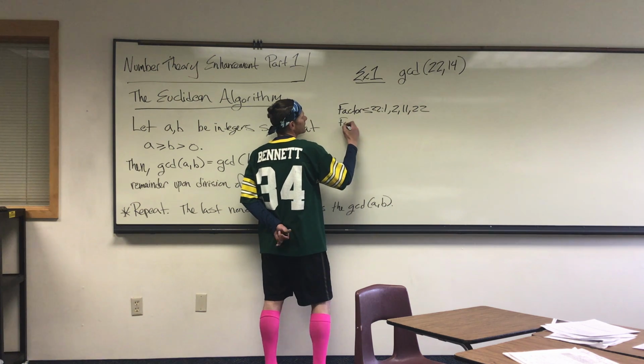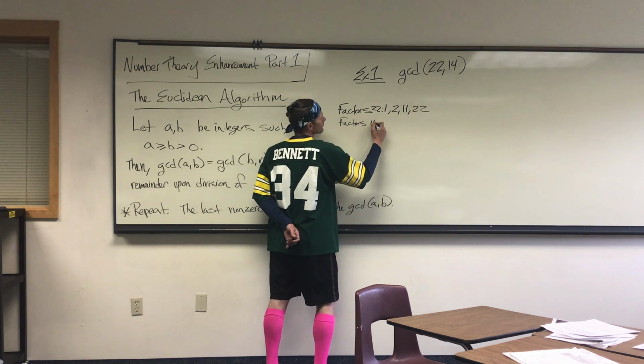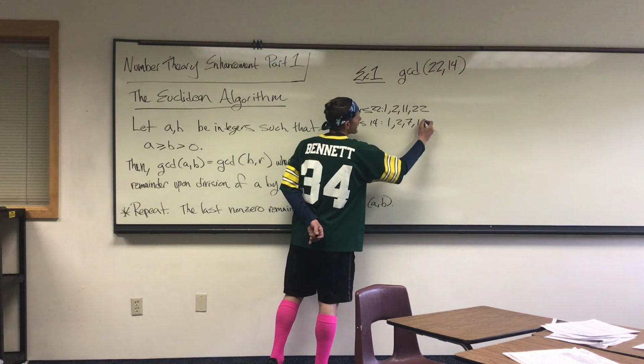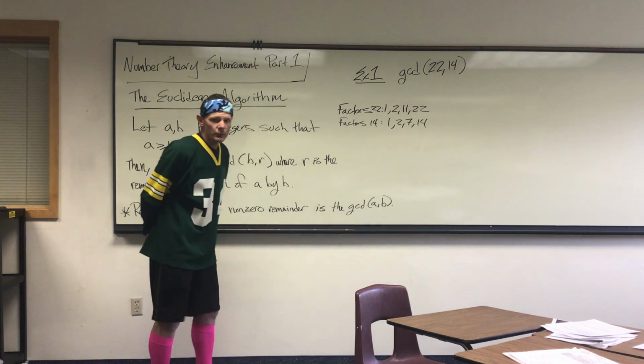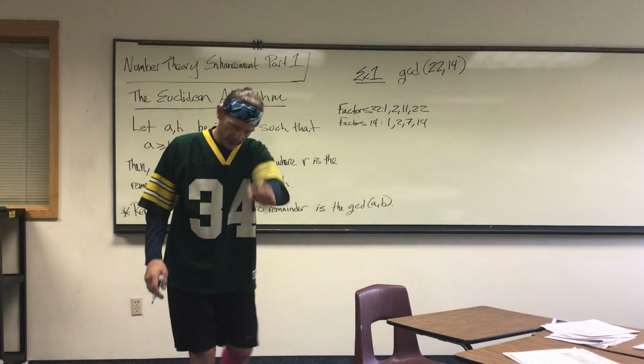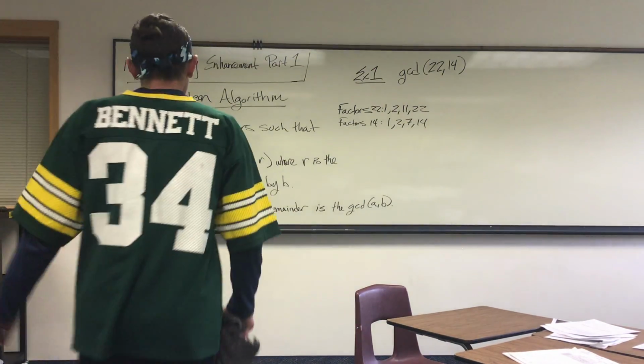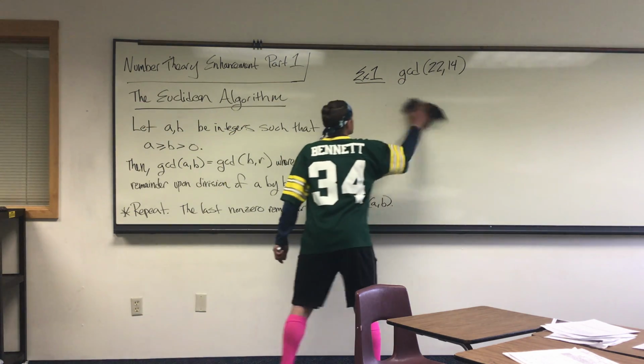The factors of 14, we got 1, 2, 7, and 14. What is the biggest one that divides them both? You're right, 2. Okay? But the Euclidean algorithm says we can do this in another way.